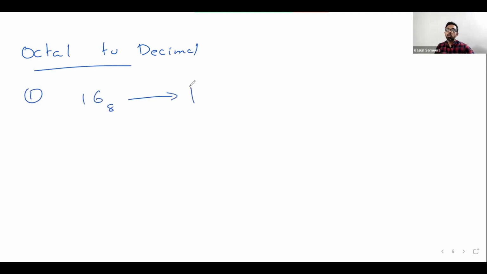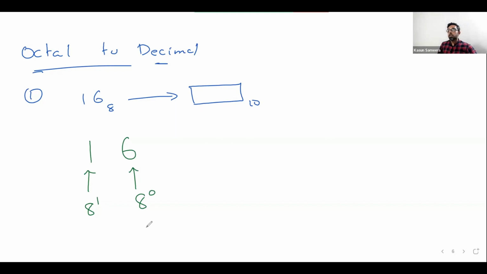Right, first write down the next topic. Octal to decimal. First question. 16, base 8. You need to convert into base 10. Base 8 means octal, base 10 means decimal. Same technique. Take the number and multiply it with 8 to the powers, the weighting factors. Weighting factors start from the 0th power. 8 to the power 0, 8 to the power 1. What's the answer? 8 to the power 0 means 1. 1 times 6 is 6. Plus 8 to the power 1 is 8. 8 times 1 is 8. 6 plus 8 is 14. Base number is 10. Got it? Next topic.